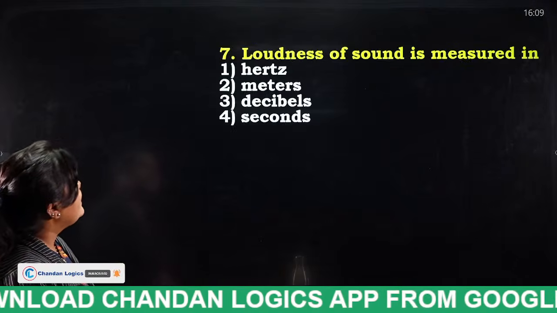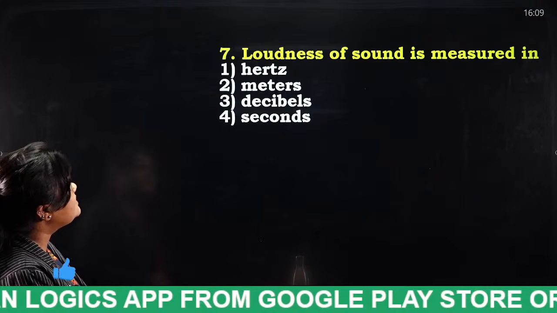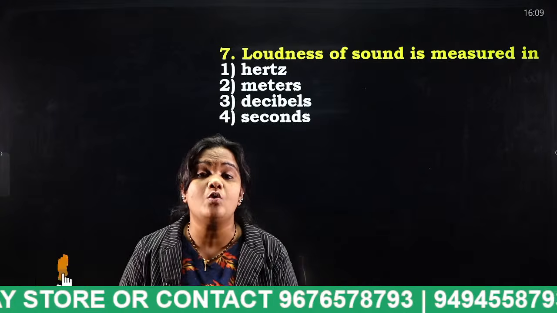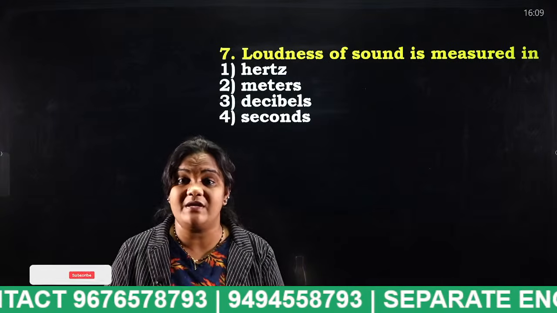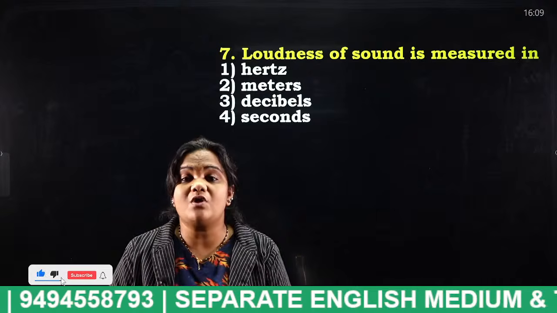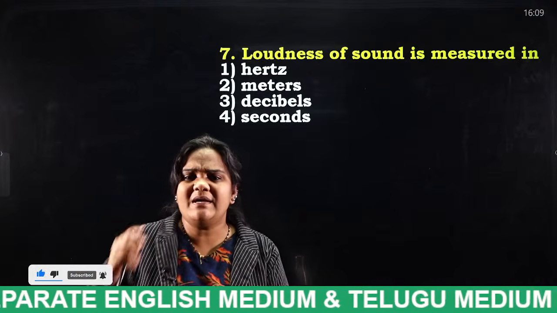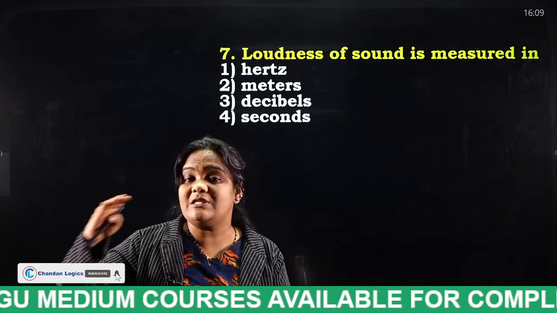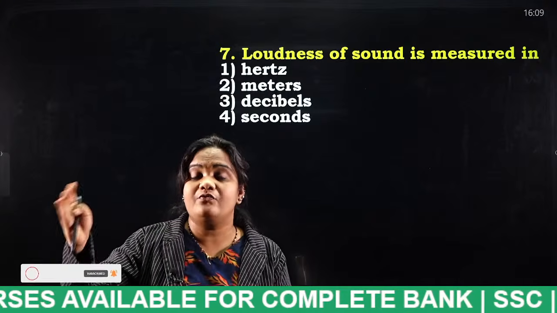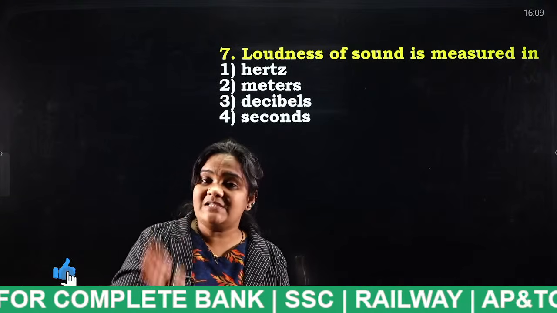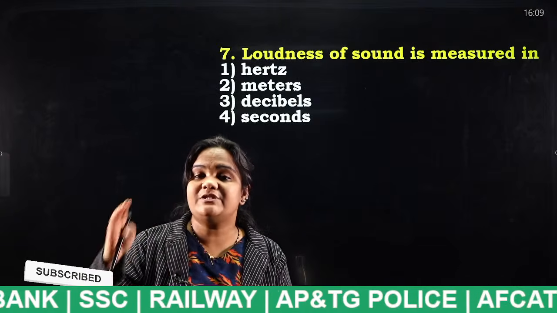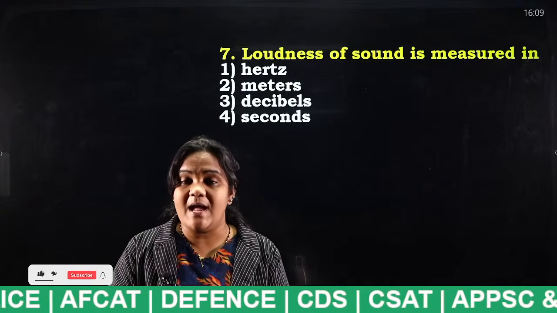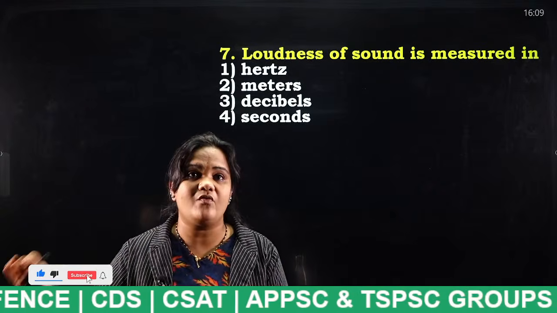Next. Loudness of a sound is measured in hertz, meters, decibels, seconds. So loudness depends on what, students? Loudness depends on amplitude. Remember this, very, very important. Okay. Loudness of a sound is regarded as what, students? Amplitude. What is amplitude actually? The maximum displacement a particle can reach from rest. Okay, from rest, how much distance the particle is reaching at maximum, that is known as what, students? Amplitude. And loudness always depends on what, students? Amplitude.